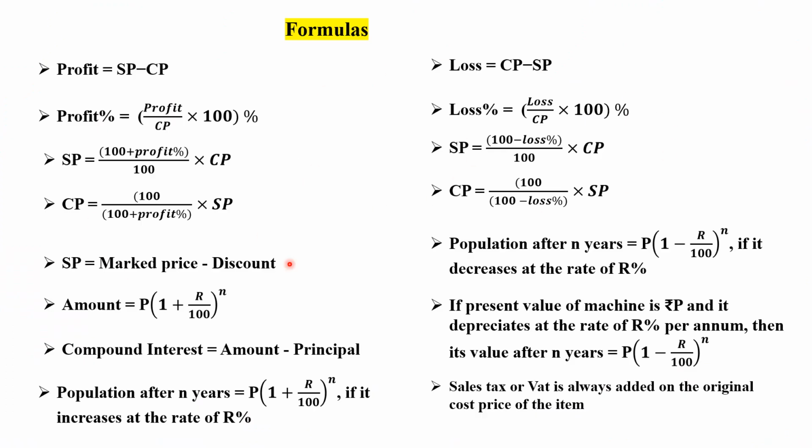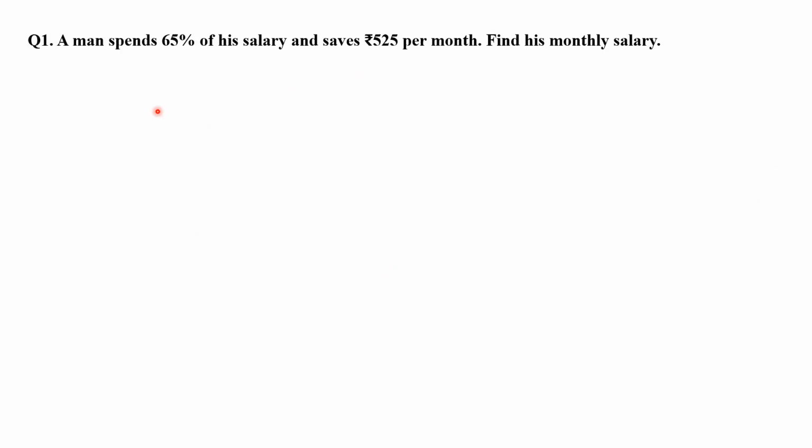These are the important formulas which I have given, and it covers all the formulas of the chapter Comparing Quantities. Question number 1. A man spends 65% of his salary and saves 525 rupees per month. Find his monthly salary.